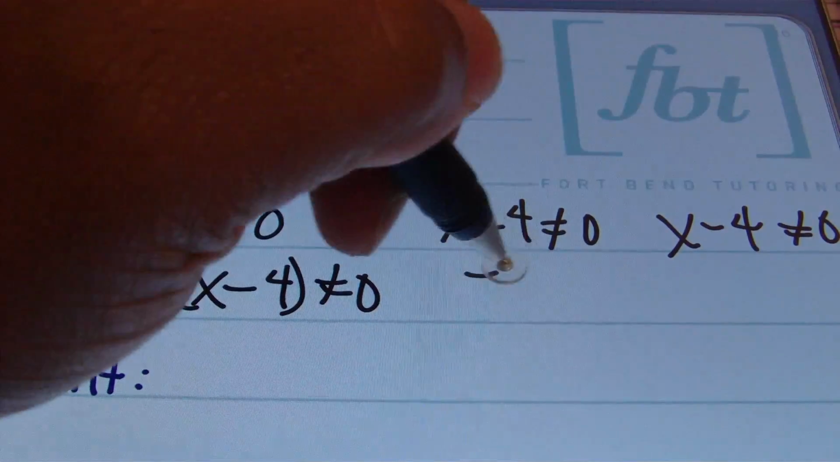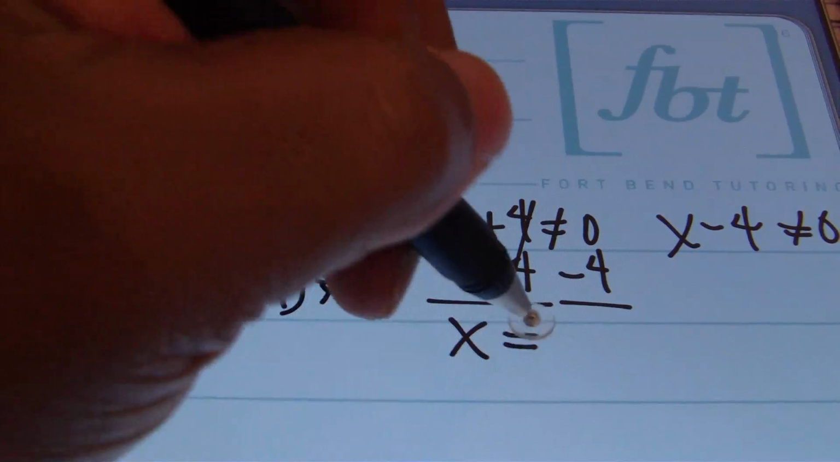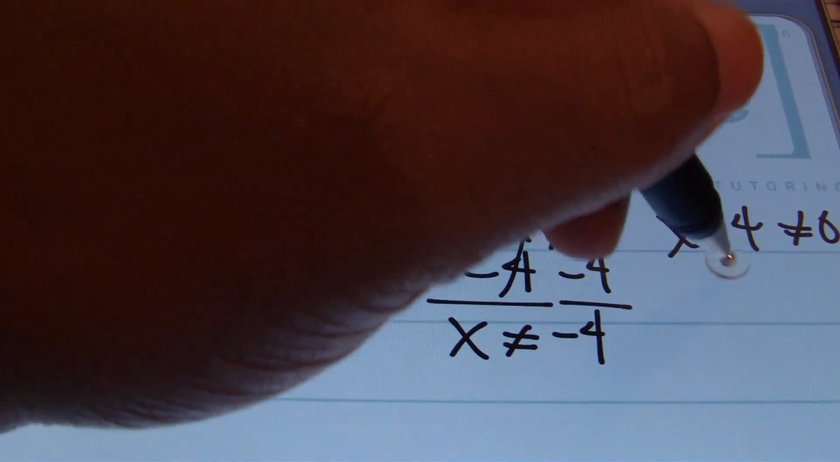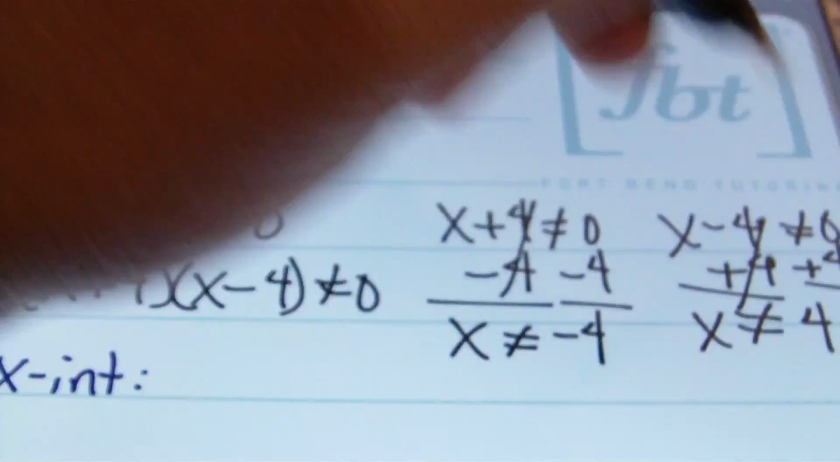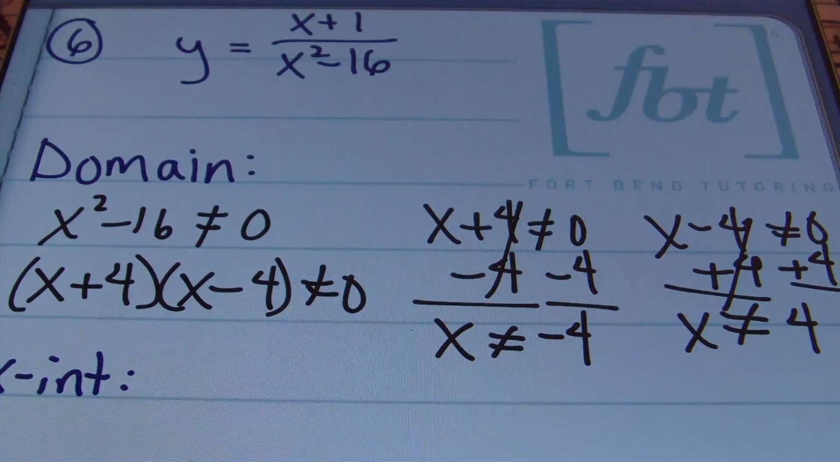Then I'll be solving for each one of these. I'll be subtracting 4 in the first equation here, and I'll have x cannot equal negative 4. And if I add 4 to both sides in the second equation, we have x cannot equal positive 4. So these are the two exclusions for our domain. The domain can be any other value except for negative 4 and positive 4.